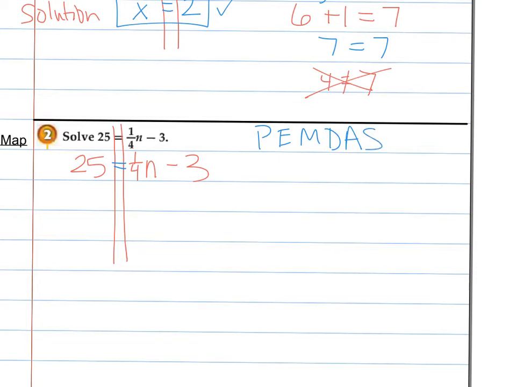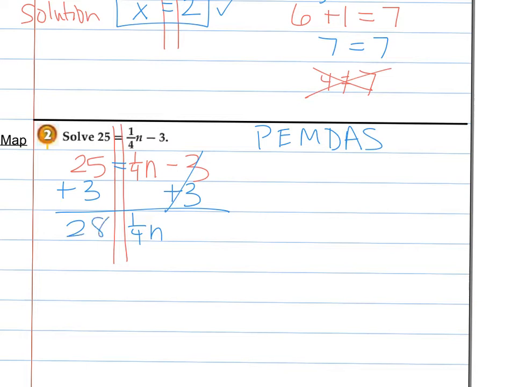So since subtracting 3 was the last thing I did, I'm going to undo that by adding 3, because negative 3 plus 3 is 0. So I'm left with 1/4 on this side, 1/4 n. Since I added on the right, I need to add on the left.